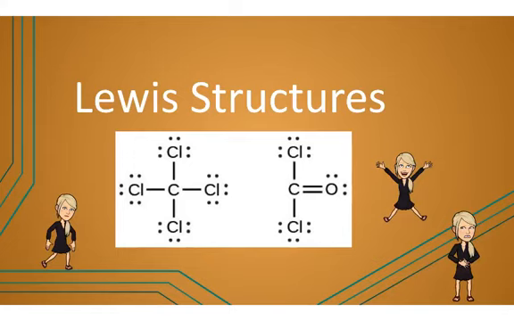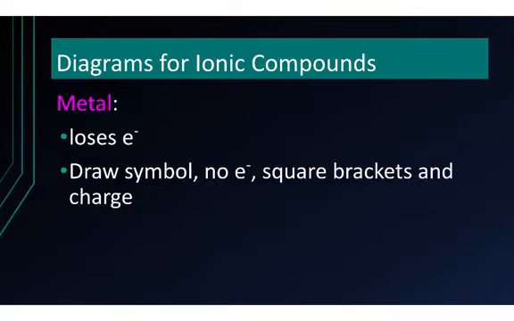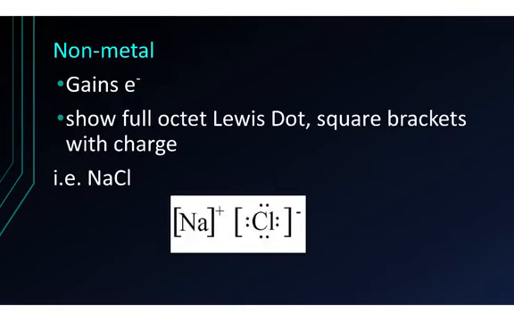All right, let's start with ionic bonding. So diagrams for ionic bonding, remember that our metal loses electrons. So when we're doing a diagram to represent this, we draw the symbol for our metal. We don't show any electrons because they will have lost those valence electrons. And then we do square brackets and a charge to represent the electrons lost. On the flip side, our non-metal, remember, gains electrons, so we actually show a full octet of a Lewis dot and square brackets with the charge.